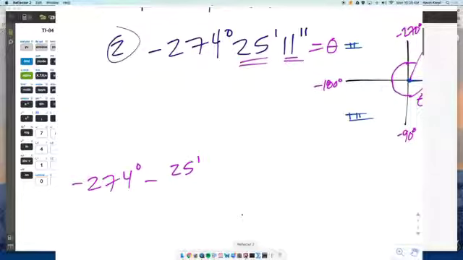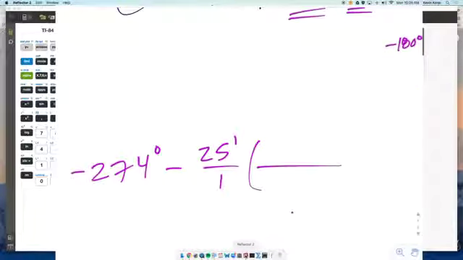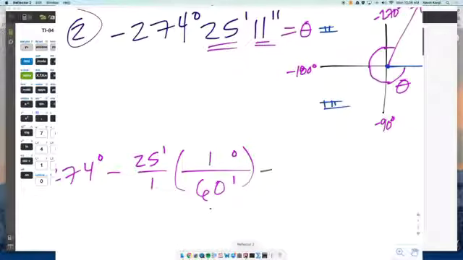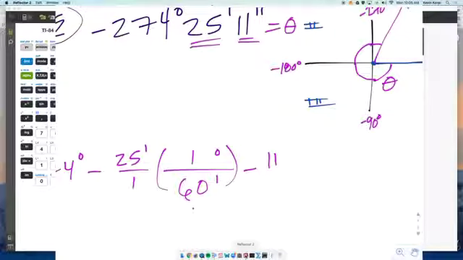So minus 25 minutes over 1, and then we're going to multiply by a conversion factor. I want minutes to divide out and degrees to appear. So 1 degree is 60 minutes. So essentially we're dividing by 60 instead of multiplying by 60. And then minus 11 seconds over 1. We want seconds to divide out. And instead of going through minutes like we did at the end of class on Friday, it's easier if you just know how many seconds are in an hour. How many seconds are in an hour?